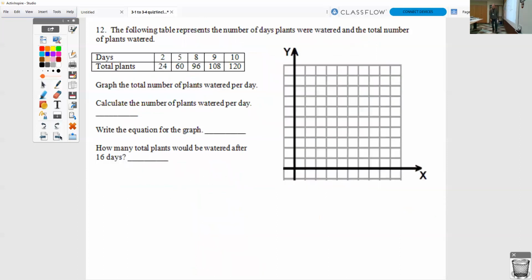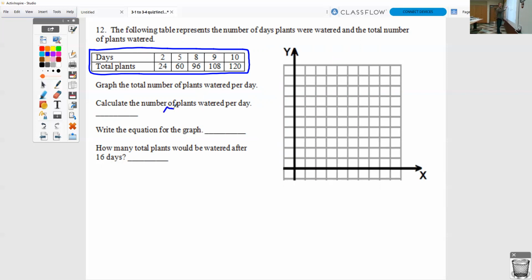Let's take a look at the last one. Same type of question, except this time they give you the data. Those are the only points that you are going to graph. The following table represents the number of days plants were watered and the total number of plants watered. So the first question says, calculate the number of plants watered per day.